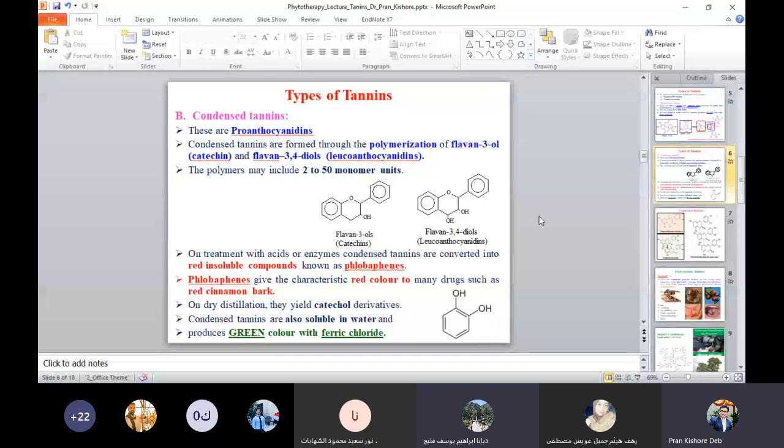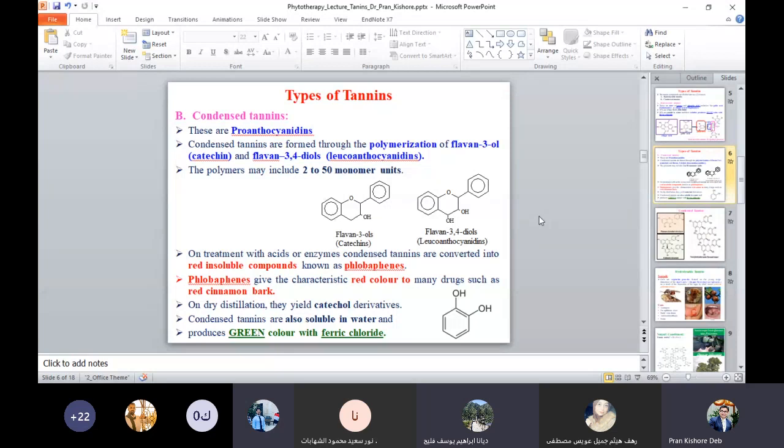Hydrolyzable tannins are formed through esterification of phenolic acid and sugars. Very good. While condensed tannins are formed through polymerization, not polarization, polymerization, of flavan 3-ol, catechin, and flavan 3,4-diols. Okay. What is the second difference?